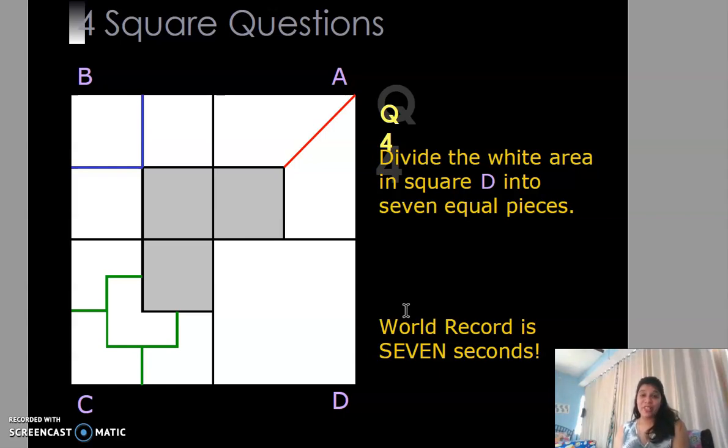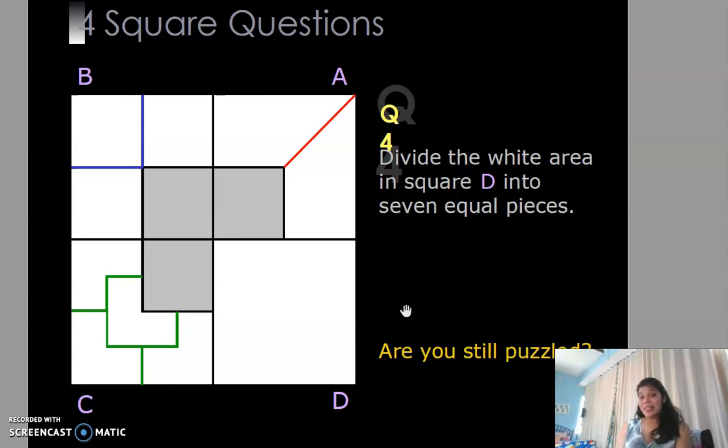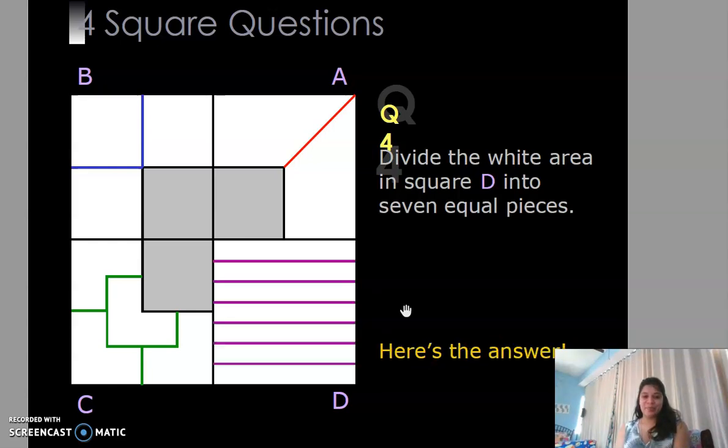Okay, so shall I tell you the answer? Are you ready for the answer? Here is your answer. Any ideas? You can post the ideas in the comment section if you have any. Now I'm going to show you. Are you still puzzled? Some of you might be still puzzled and some of you must have figured it out. Let's see. Here's the answer.